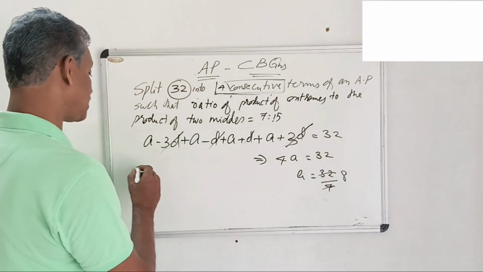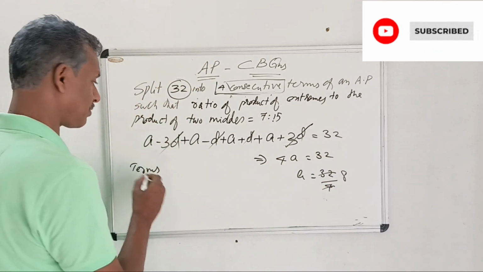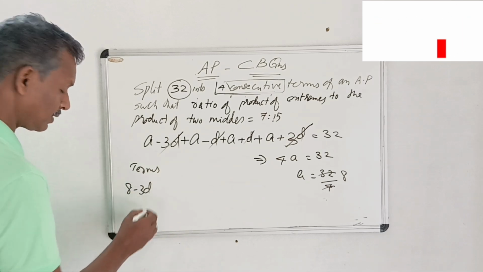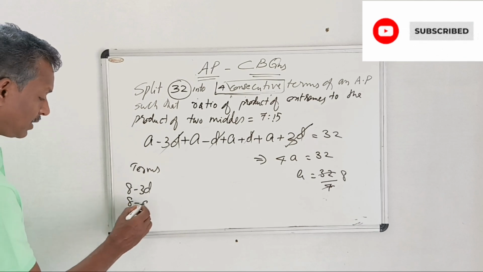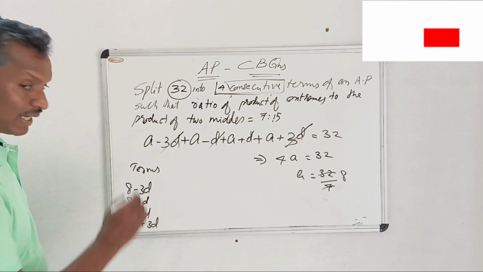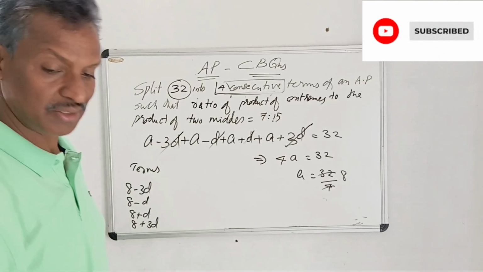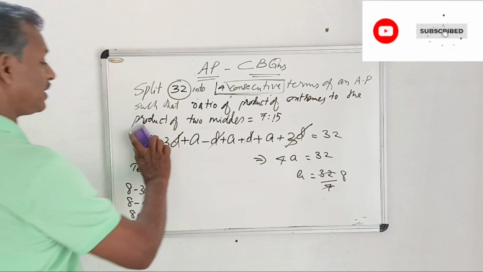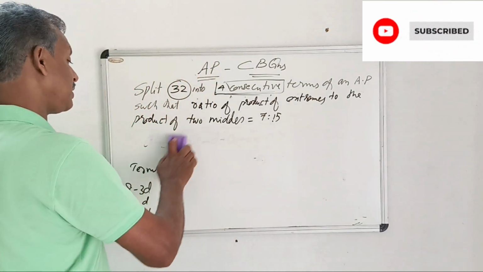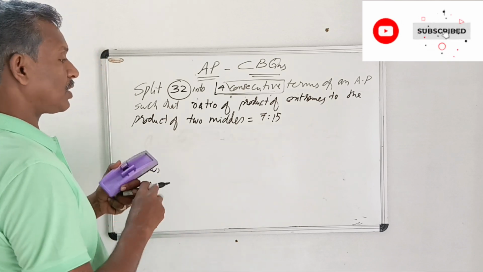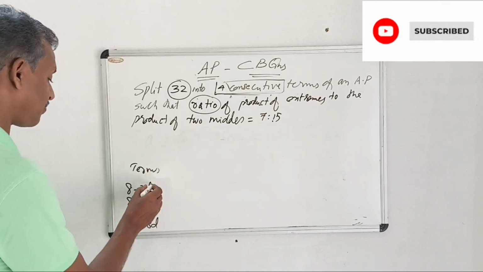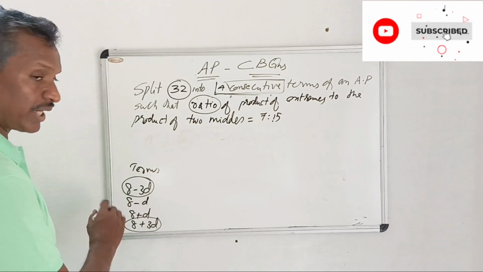So you can rewrite the terms like this. One term is 8 minus 3D and the second term is 8 minus D, then 8 plus D and 8 plus 3D. Like this we get 4 terms and still one is missing, that is D. For getting the value of D, the question has a second part. It tells the ratio. We have to write the ratio of the product of extremes. What is the meaning of extreme? The first and last are called extremes. Their product you have to take.